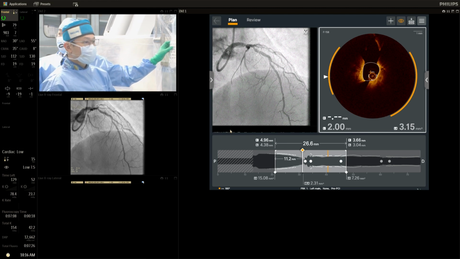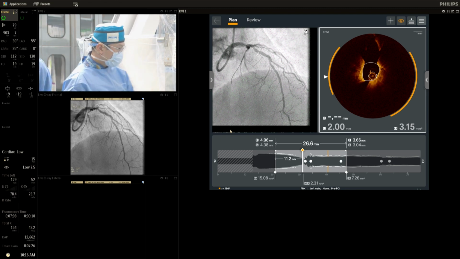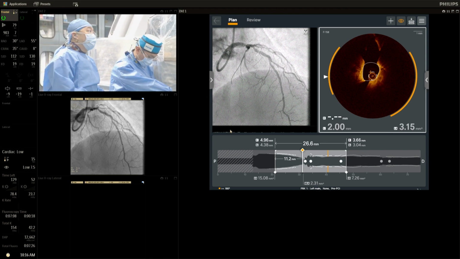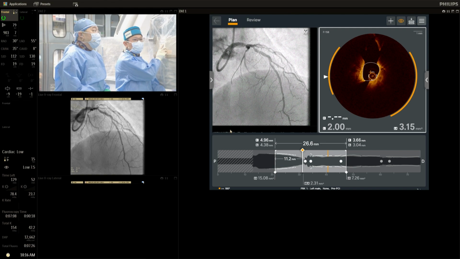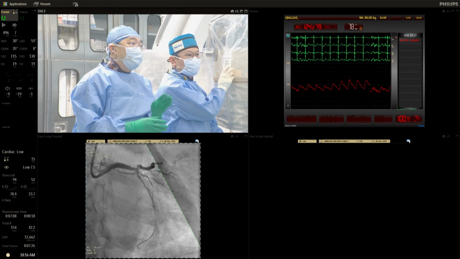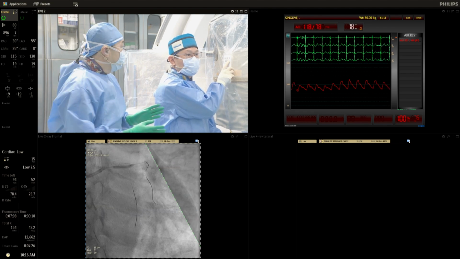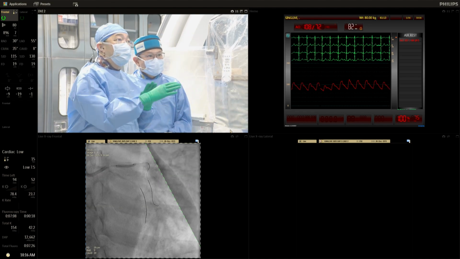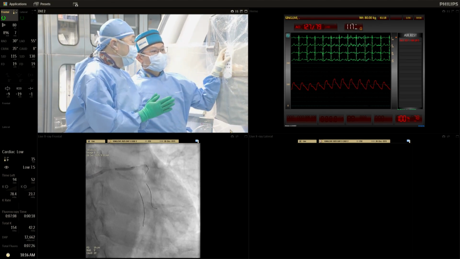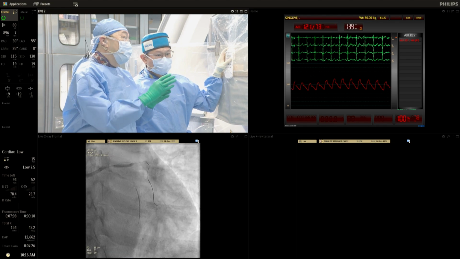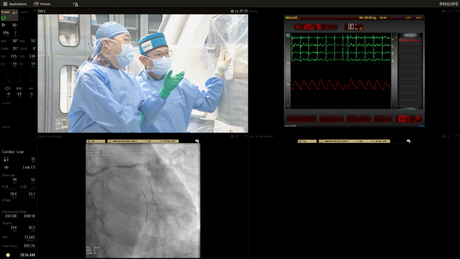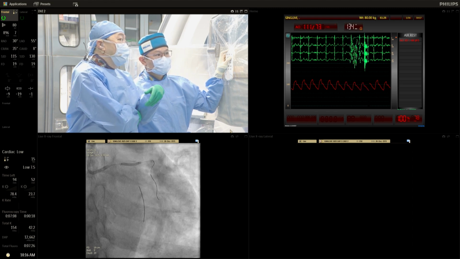Okay, so change back to angio. We plan to just go with balloon-based treatment, so we just use an NC balloon. While we were waiting after the OCT, the blood pressure plunged a little bit. Maybe the wire straightened the vessel, which causes some ischemia. So we pre-dilate with a 2.5 balloon.